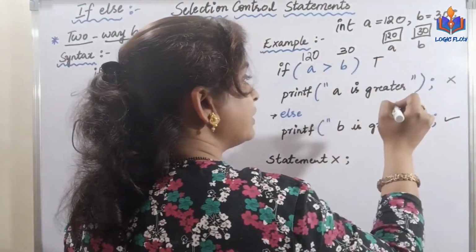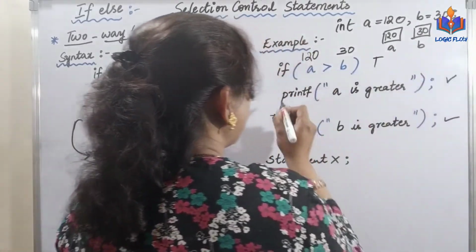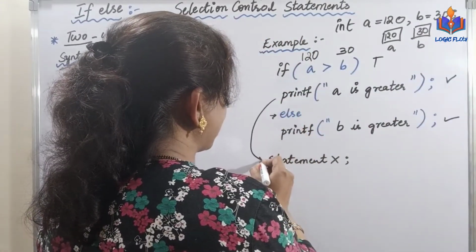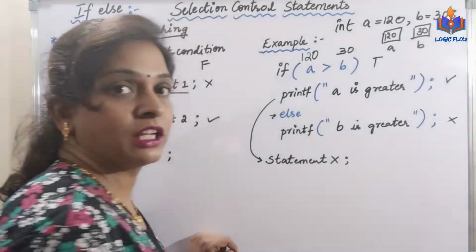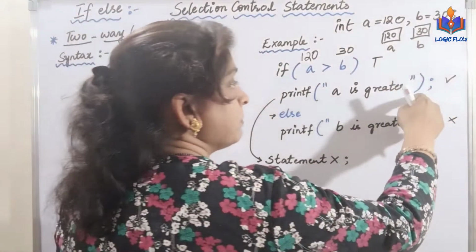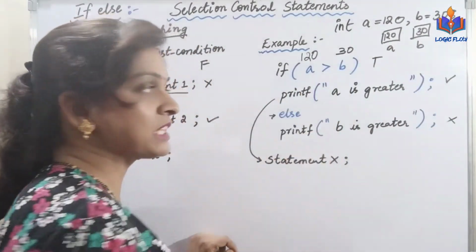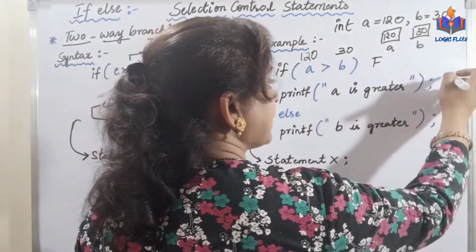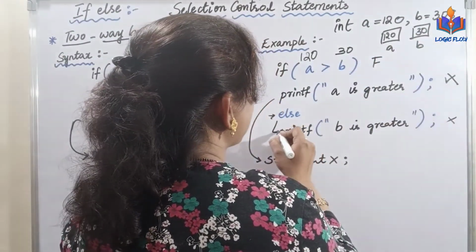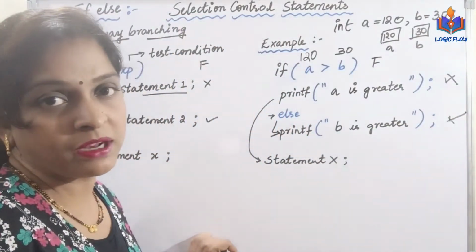What will the compiler do? This immediate statement it is going to execute, and then control goes straight away to statement X. So this statement will be skipped. When true, the immediate statement gets executed and control goes to statement X, and the else part will be skipped. But when false, the immediate statement gets skipped, control goes to this else, this gets executed and continues with statement X.